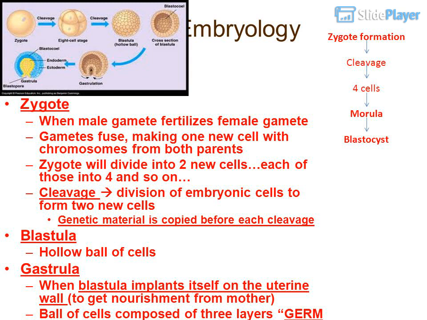Cleavage. Division of embryonic cells to form 2 new cells. Genetic material is copied before each cleavage. Blastula. Hollow ball of cells. Gastrula. When the blastula implants itself on the uterine wall, to get nourishment from the mother. Ball of cells composed of 3 layers. Germ layers, undifferentiated. Differentiation begins.